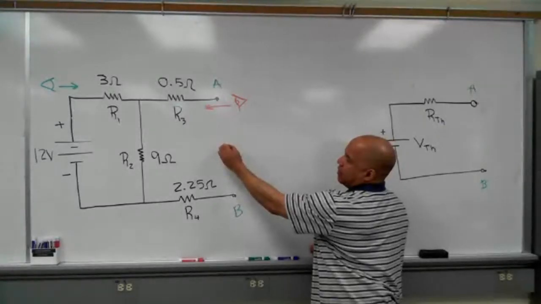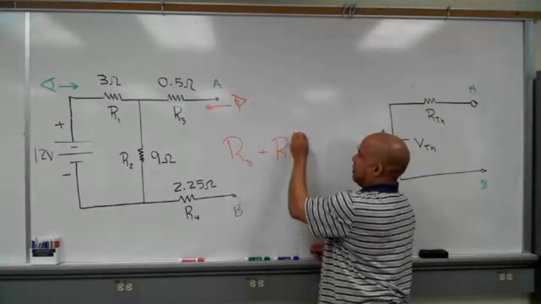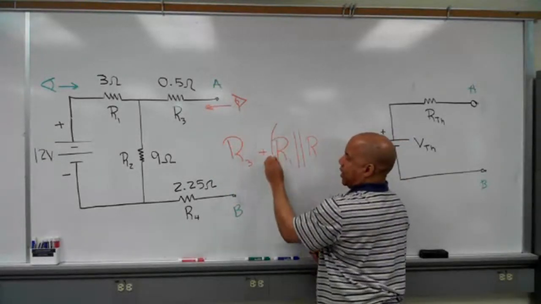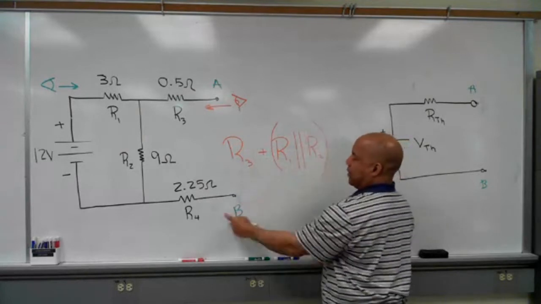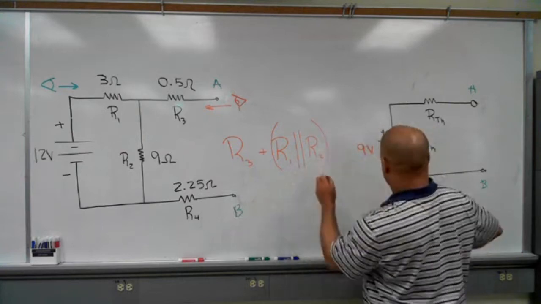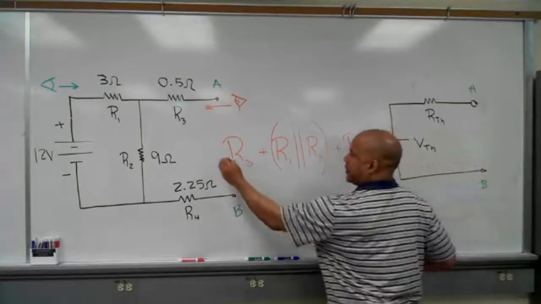Nobody wants to take a chance. We're gonna see R3. R3 in series, and then R1 and R2 in parallel. Exactly right. Okay, so I see R3 in series plus R1 and R2 in parallel, and then this is what? Is that in series? That's in series. Exactly right.